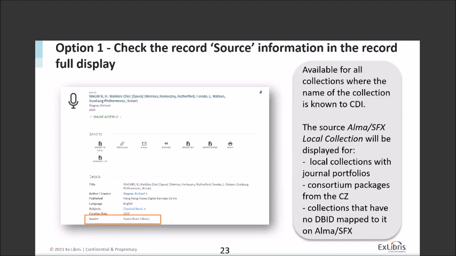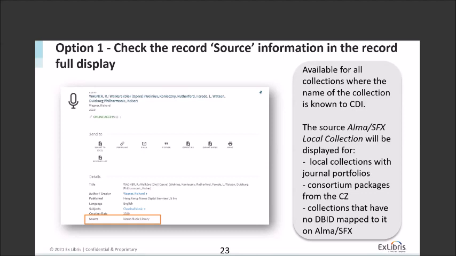First of all, CDI doesn't know about the names of local collections with journals or book portfolios. So if you created a local collection that doesn't have a DBID, that CDI does not know about, you'll still see full text availability for it, because we want to make sure that users can link to it, but we will not know the name. So that's why the name will be Alma SFX local collection.